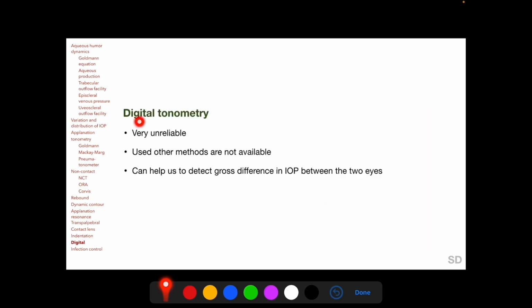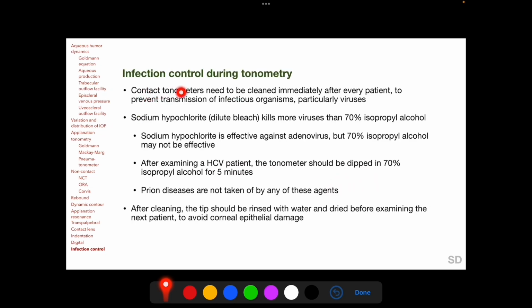Digital tonometry with fingers, also called tactile tonometry, is very unreliable and is used only when other methods are not available, and it can only help us to detect gross difference in the intraocular pressure between the two eyes. Contact tonometers need to be cleaned immediately after every use to prevent transmission of infectious organisms, particularly viruses.